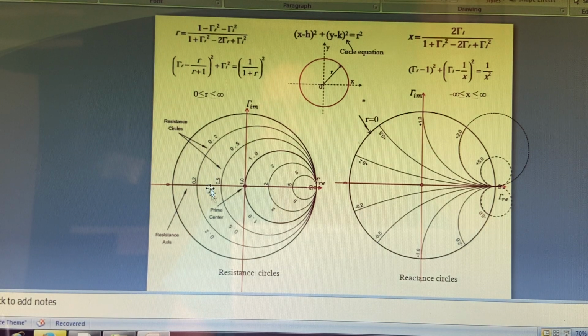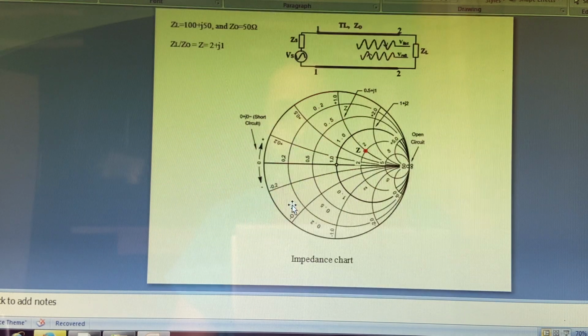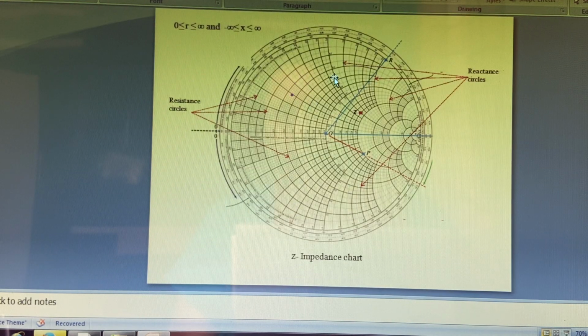So these circles are called R circles, normalized resistance circles. These are called resistance circles. We can have an infinite number of circles, but it is difficult to show all of them on a Smith chart. On the Smith chart, only a few circles are shown. See, it is like this. These are called R circles, and this is forming an R circle.